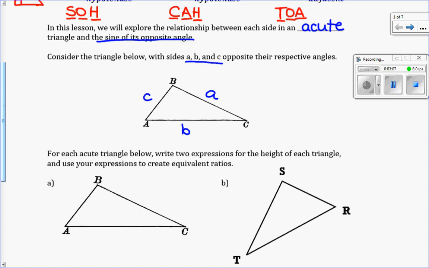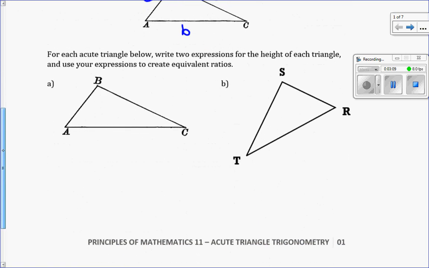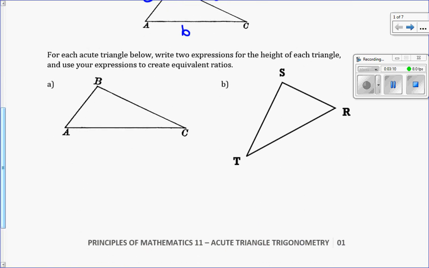For each of these acute triangles, we're going to write two expressions for the height of each triangle, and then use our expressions to create equivalent ratios. So I'm going to draw a line perpendicular to the line segment AC at the bottom, straight down from B, the height of the triangle. When I do that, I've created a right angle.